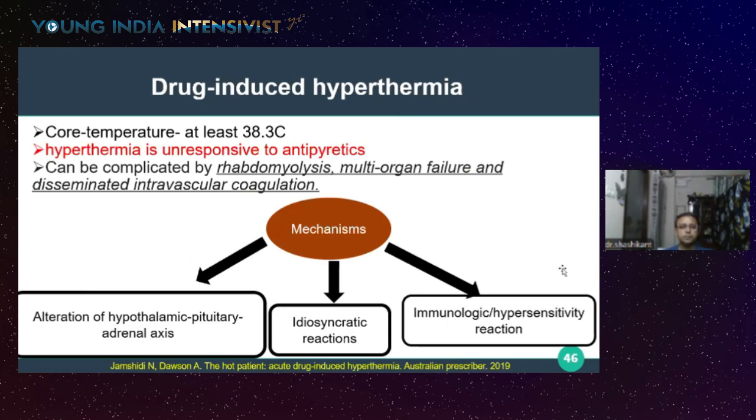And in addition, this drug-induced hypothermia may get complicated by rhabdomyolysis, multi-organ failure, and DIC. And what are the different mechanisms by which the drugs induce hypothermia? So the drugs can cause hypothermia by altering the hypothalamic pituitary adrenal axis. It can be idiosyncratic reactions, or it can be immunologic or hypersensitivity reaction.